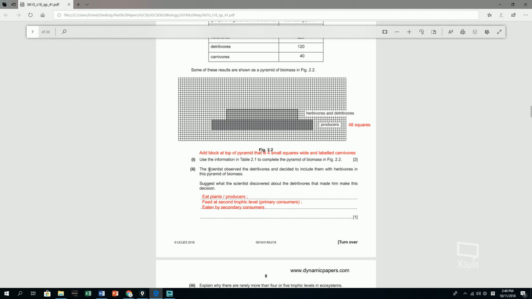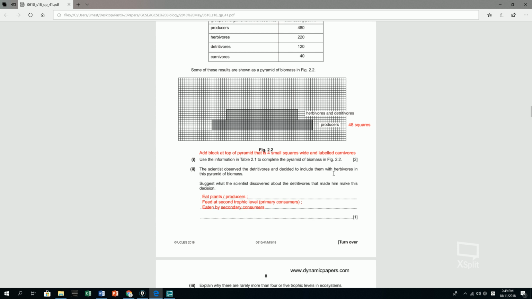So it states here that the scientists observed detritivores and decided to include them with herbivores in the pyramid of biomass, and they're asking you, why do you think that happened? So, you know, it must have been that the observations that they made of these detritivores were very similar to herbivores. And so herbivores are animals that eat plants or producers. They feed at the second trophic level and are eaten by secondary consumers. So these detritivores must have shared the same characteristics.